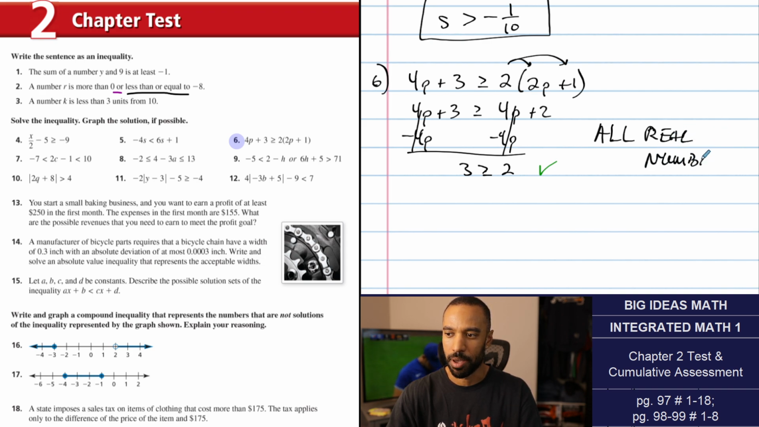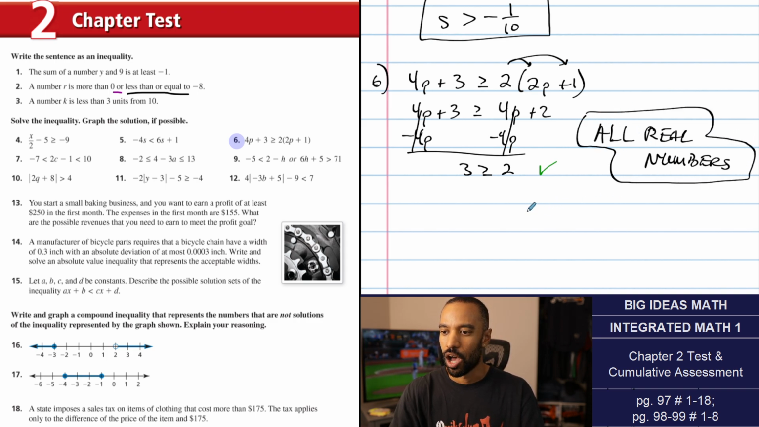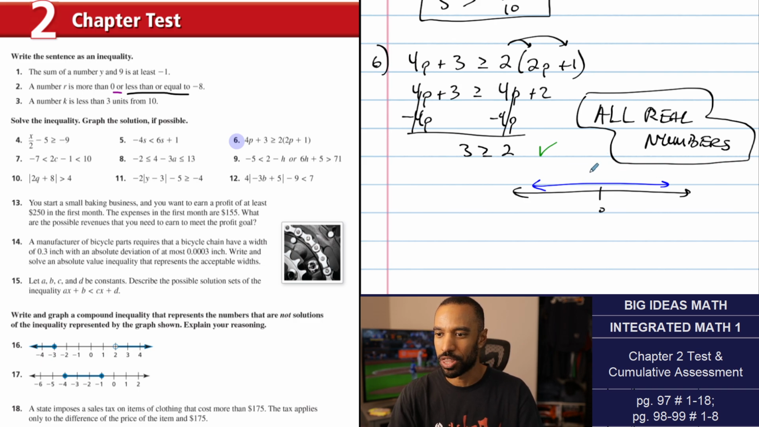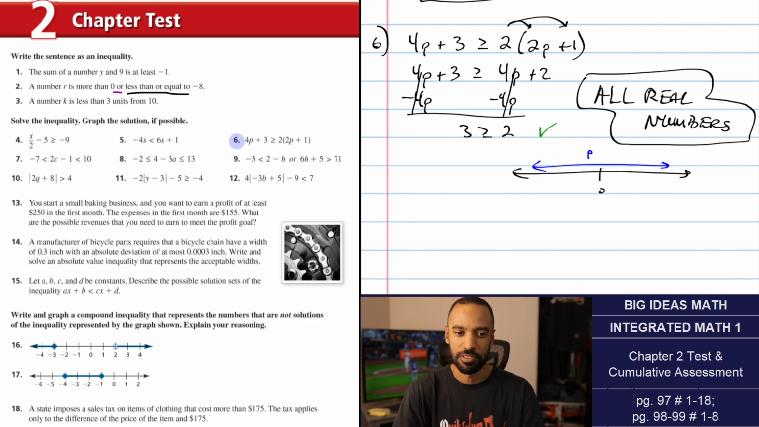I'm having trouble writing this. All real numbers, our graph for that is just going to include everything. If I put 0 in the middle, it is in the middle of everything. So in that case, that's everything that p can be. Everything left, everything right.